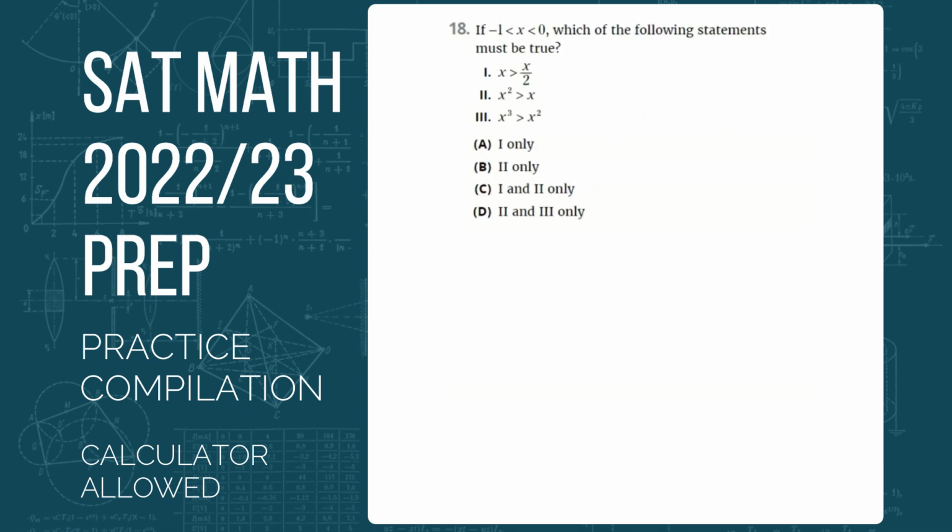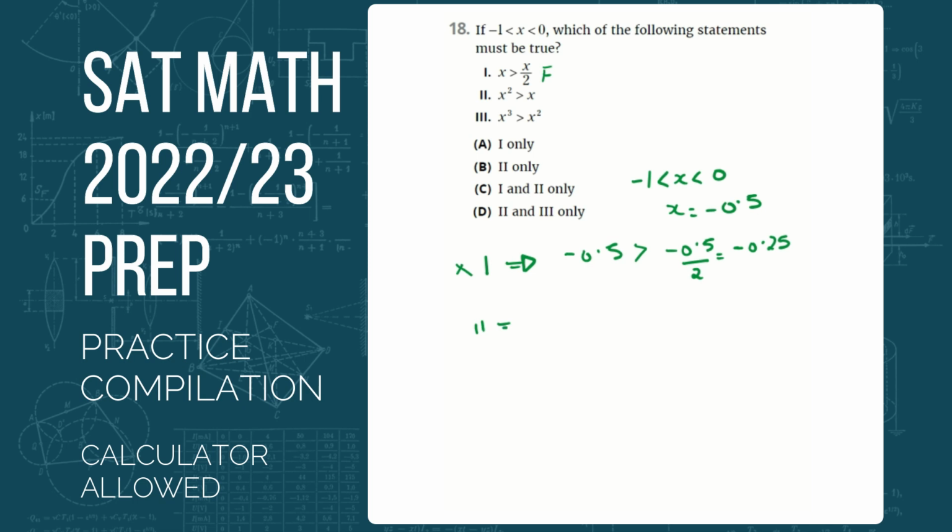Negative 1 is less than x, which is less than 0. Which of the following statements must be true? Let's give x a value which satisfies this statement. Let's say x is equal to negative 0.5, and let's solve each one. What is 1? Negative 0.5, is it greater than negative 0.5 over 2, which is negative 0.25? No. So 1 is false.